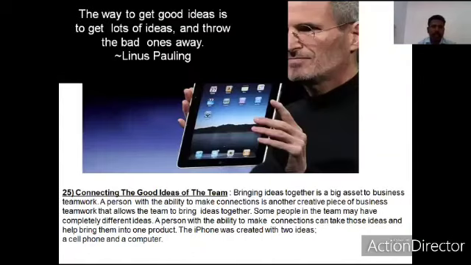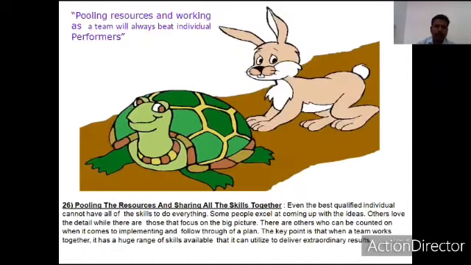And the next one is connecting the good ideas of the team. It means that the way to get good ideas is to get lots of ideas and throw the bad ones away, which was said by Linus Pauling. Why? Because in these days there is good scope and good respect for new ideas. That's why you should try to connect the good ideas of the team in order to make your group activities happen in the shortest time.